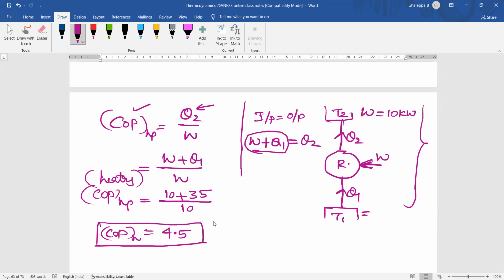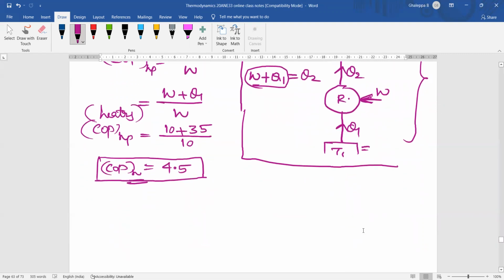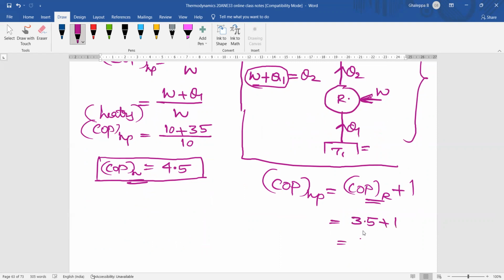There is one more standard equation. You can use that also to calculate COP of heat pump. What is that standard equation? I think you remember. COP of heat pump is equal to COP of refrigerator plus 1. COP of refrigerator is already given as 3.5, plus 1. You can calculate, same answer we get.